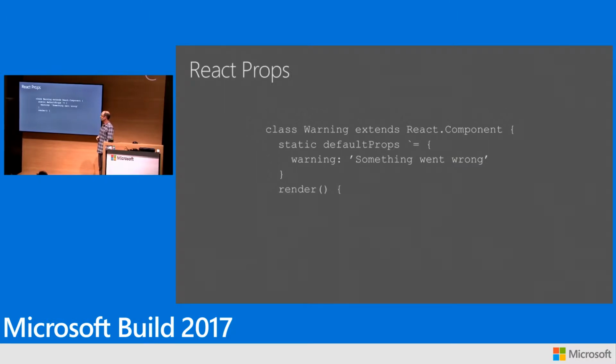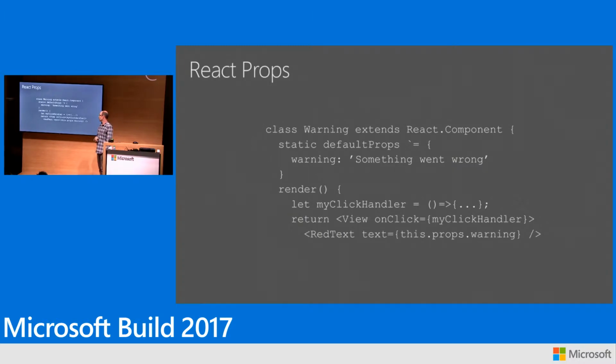When I return from render, now in this case, instead of just composing a style, I want to compose some behavior. So I've got a click handler that does something when you click the warning. Who knows? And now I can pass that in as the click handler for this view. And now I'm going to use my red text component, passing in the warning that this component received from above. And you can kind of see how we start to be able to stack these components.